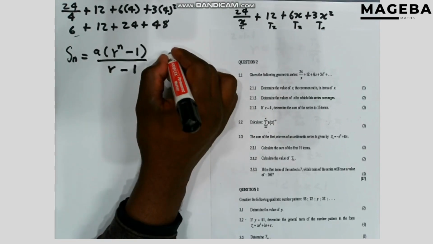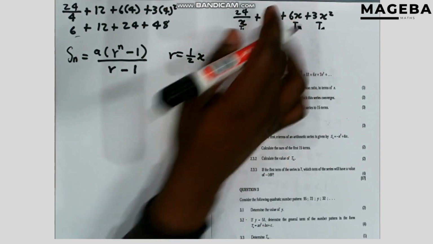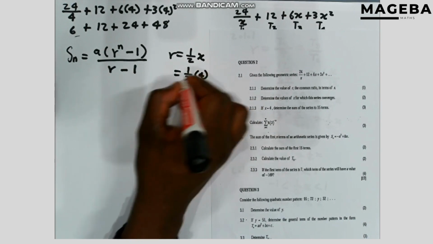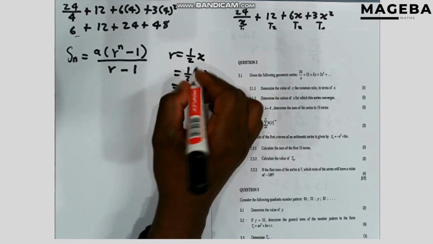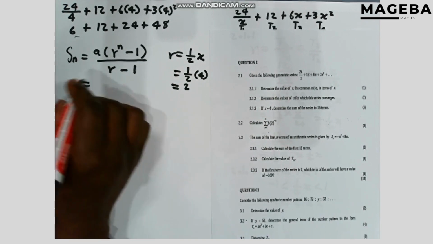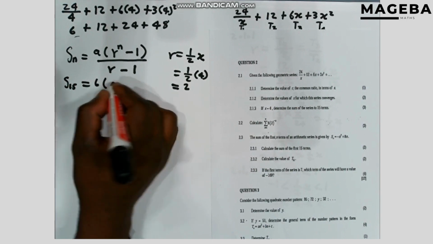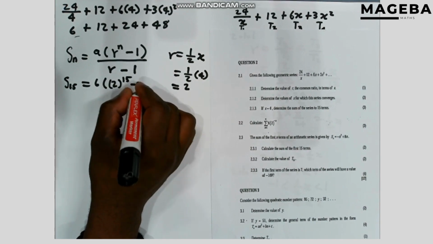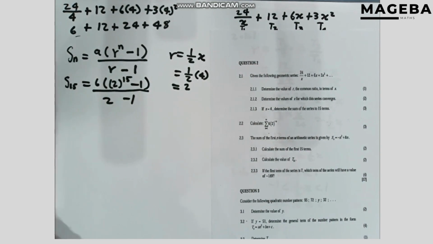R, since we know r was 1 over 2 x from here, and now we know our x is 4, so it's 1 over 2 into 4, and then 1 over 2 times 4 is just 2. So our r is 2. Now substitute into our formula, we want a sum of 15. So first term is 6 into our r is 2 to the power 15, and then minus 1, then all over our r is 2 minus 1.